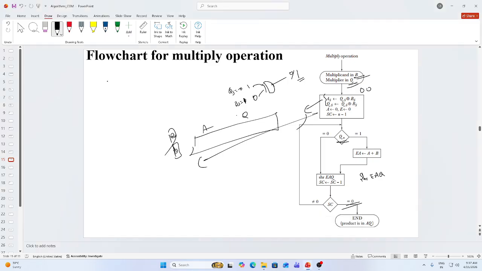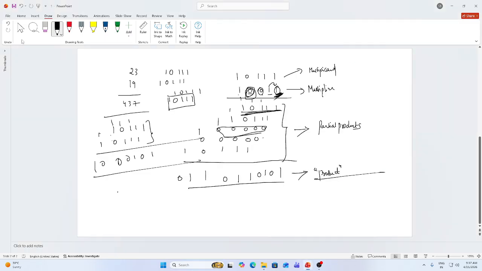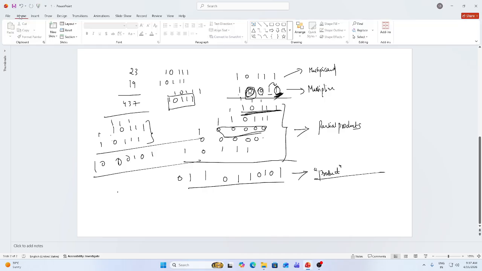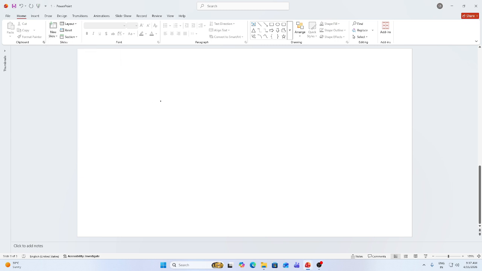The same example I will solve using this method. First thing is B. In the B register I have the multiplicand, 1 0 1 1 1, same example. For EAQ, E is 0, A will be 0 0 0 0 0. Q is initialized with the multiplier 1 0 0 1 1. Then the sequence counter is initialized to 5, which means 1 0 1.